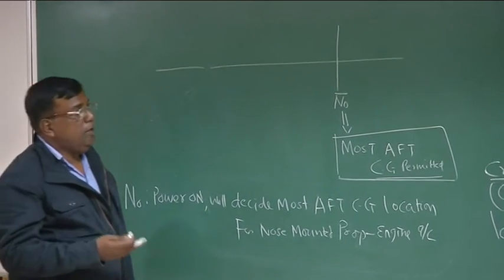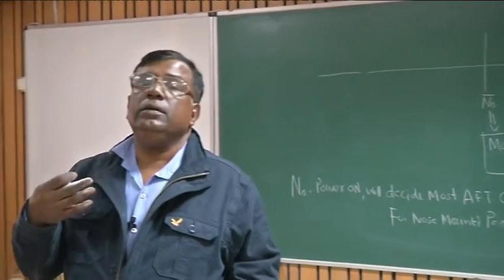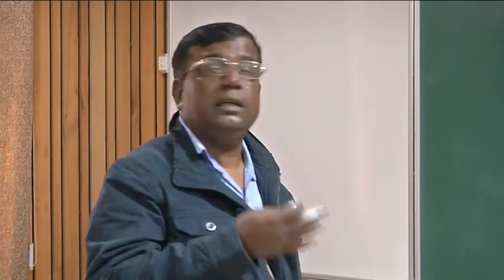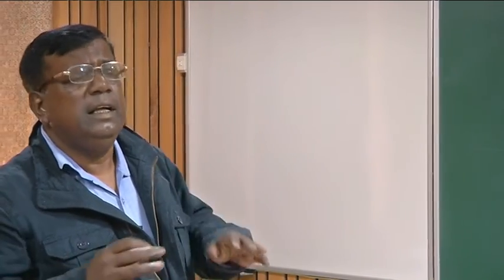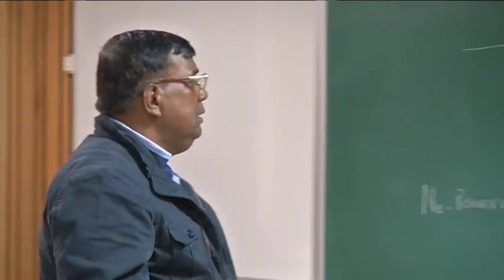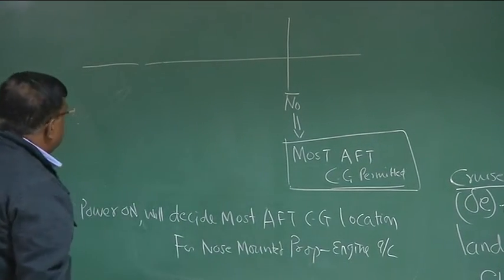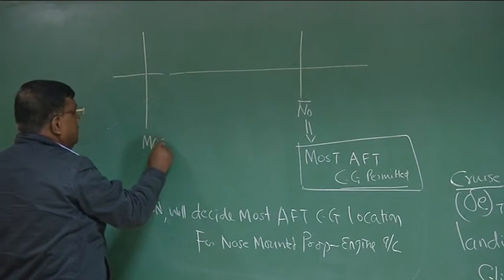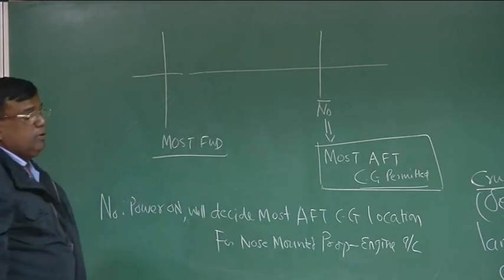Because N naught power on, you will compute based on the wing characteristics, tail characteristics, fuselage characteristics, and the engine thrust characteristics, that is how the engine thrust is changing with alpha, etc., etc. It has nothing to do with CG, right? So this is done, most aft. The question comes, how do I decide most forward? And who will decide? What is the philosophy of most forward?